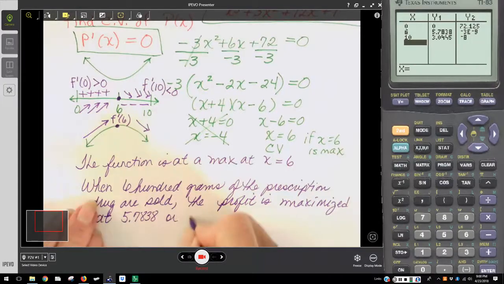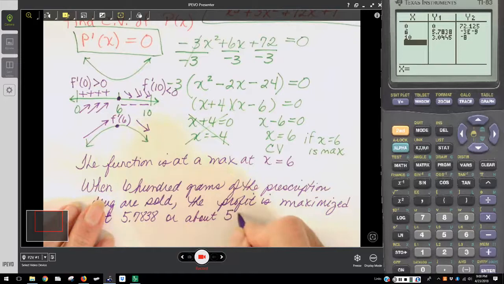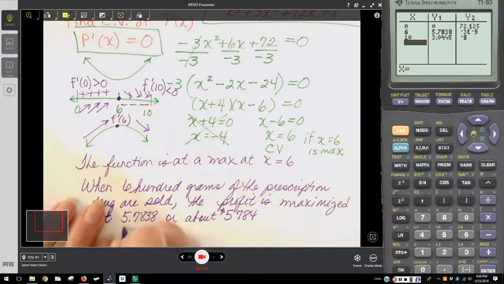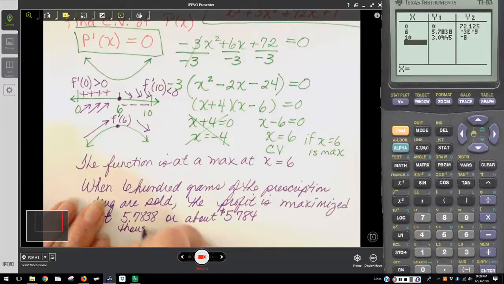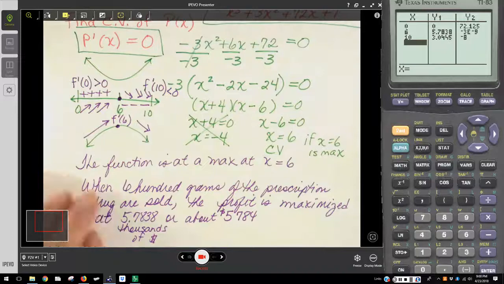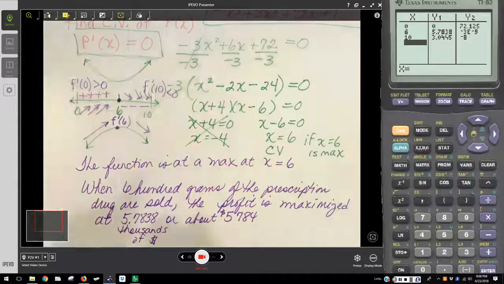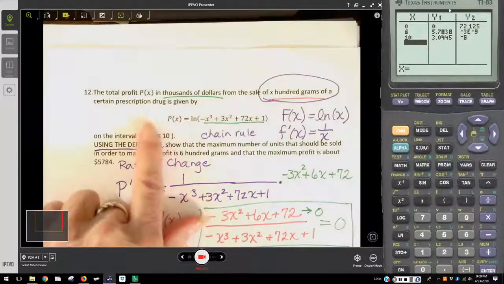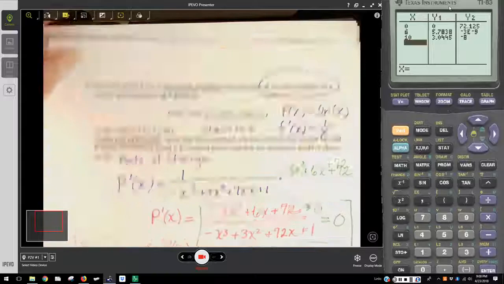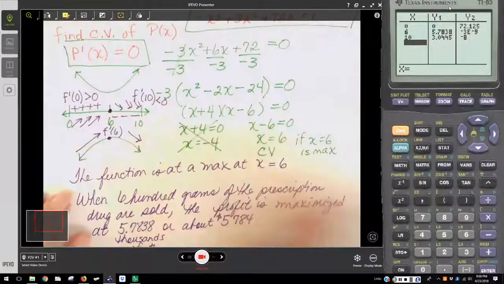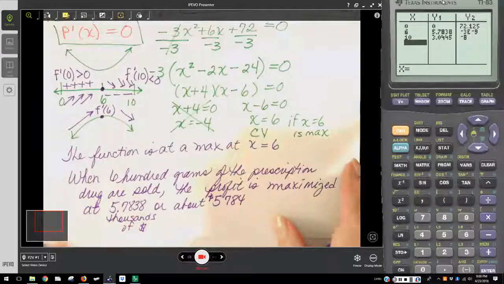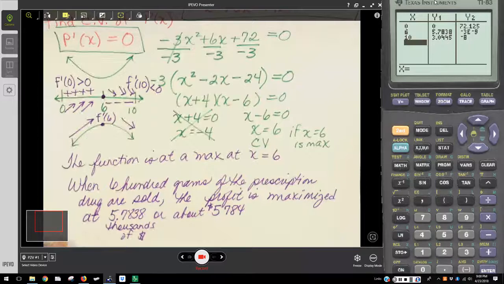or about $5,784, because this is in thousands of dollars. Once again, from the statement of the problem, P of x is in thousands of dollars. So be sure to watch your units. It's more than about the numbers. You have to be able to explain what the numbers mean.